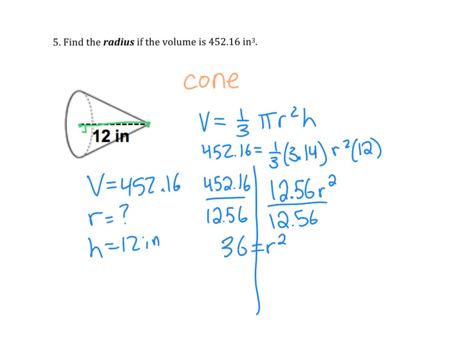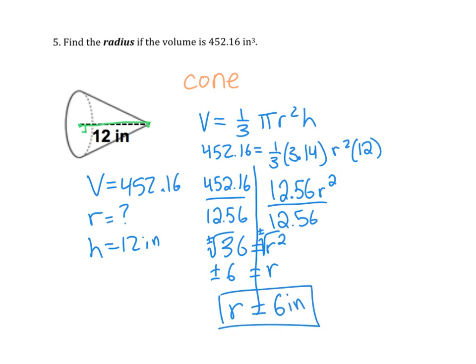Now, when we solve for r, we know that we'll take the square root of both sides, and although technically our answer to this equation would be positive and negative 6 equals r, we know that our answer cannot be negative because we are finding the radius, and it would not make sense to have a negative value. So we have that the radius equals 6 inches.